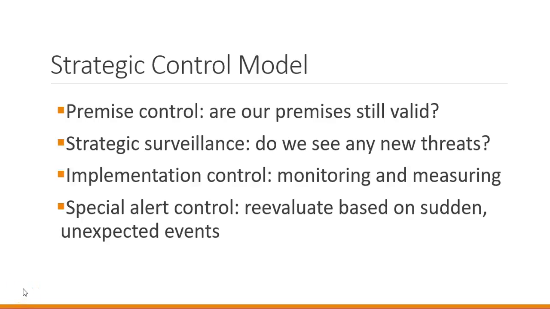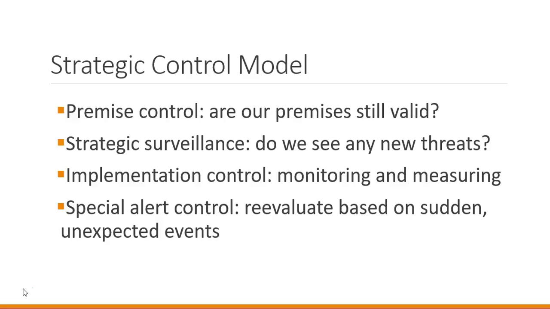The tool that we use for strategic control is the four-part strategic control model. First is premise control, asking the question, are our premises still valid? In relation to external factors, we had assumptions about our external situation. We had an evaluation of our external situation prior to executing our strategy, and we need to check and see if those premises are still valid, if the external situation is still the same, if there have been any significant changes. We will need to rethink our strategy.